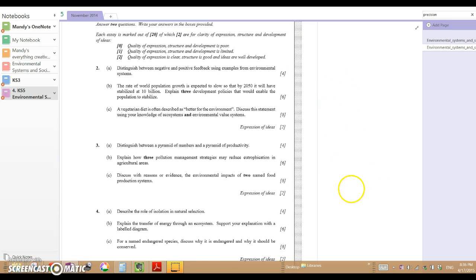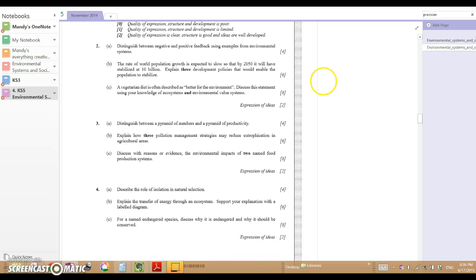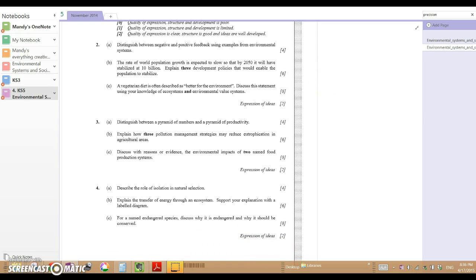I'll probably answer it for you guys, but just in terms of you seeing how I'm going to pick the questions, I'm going to start with the easiest one for me, which is down here. This is the role of isolation in natural selection. So question 4, and we're just going to go through this quickly. Role of isolation in natural selection.